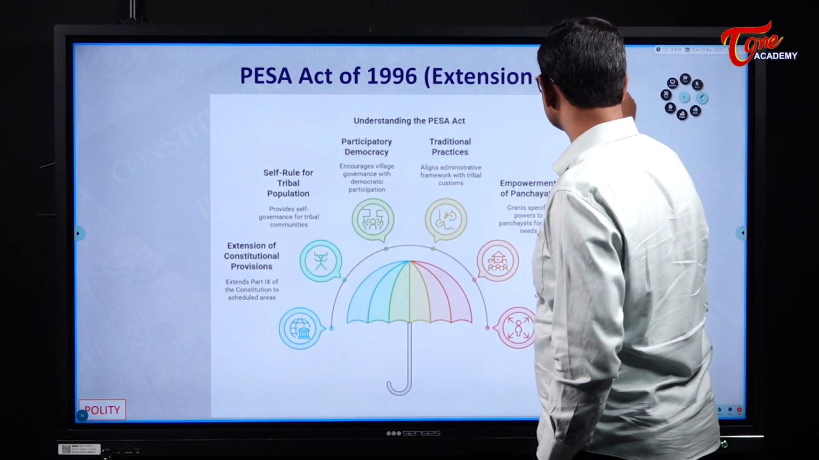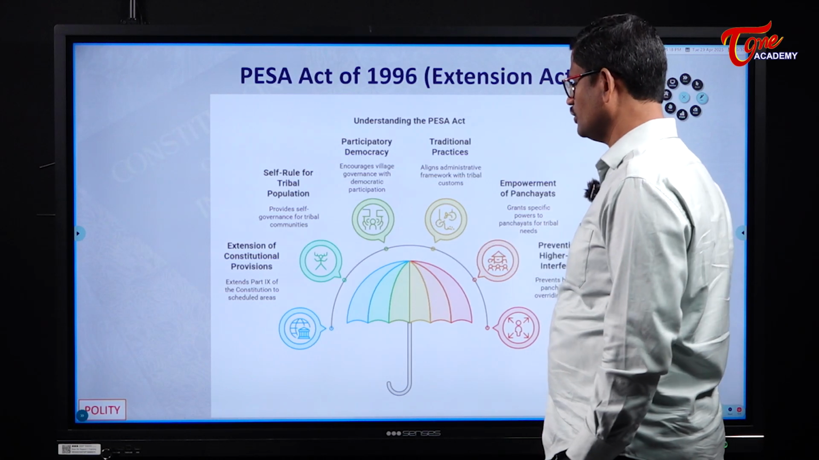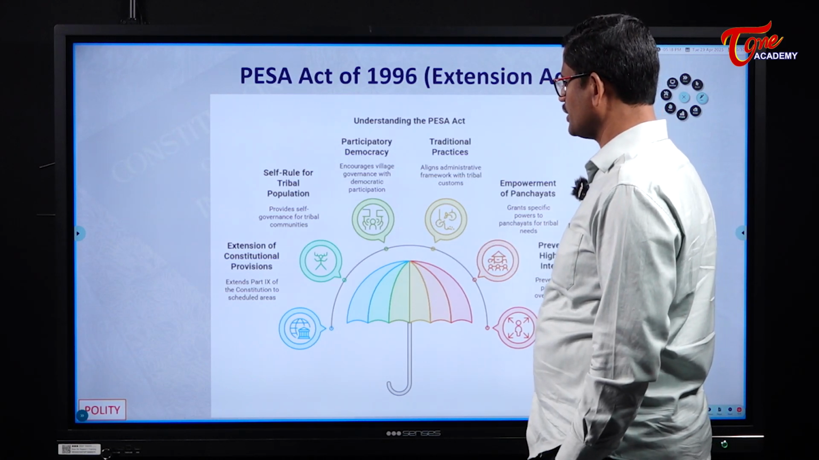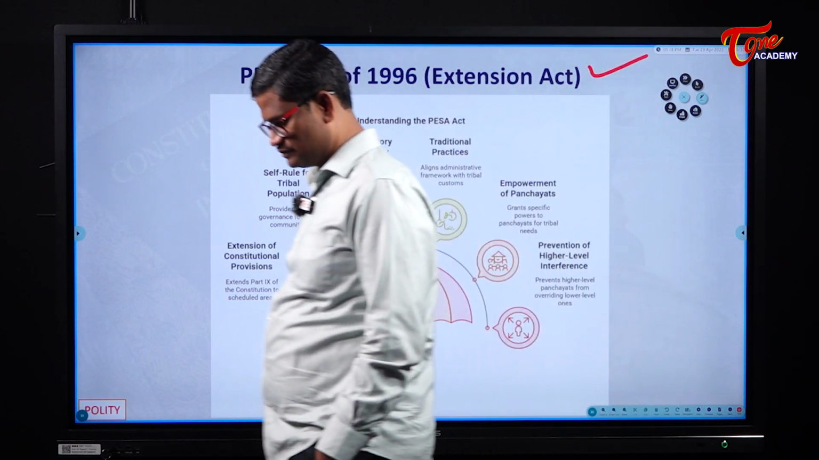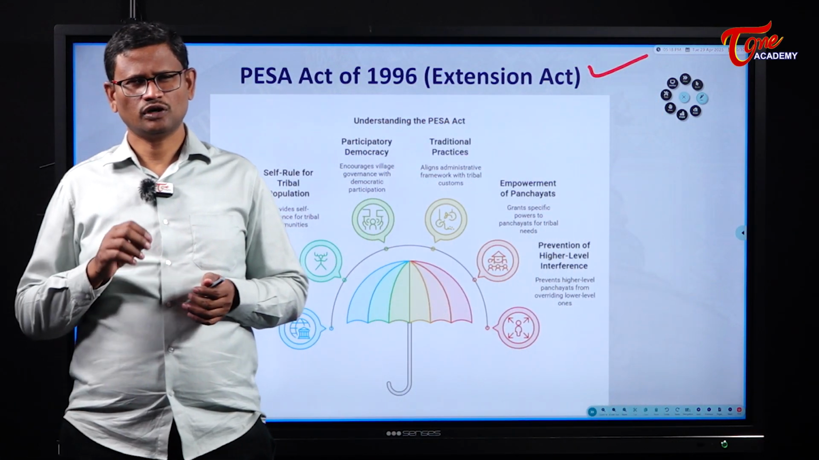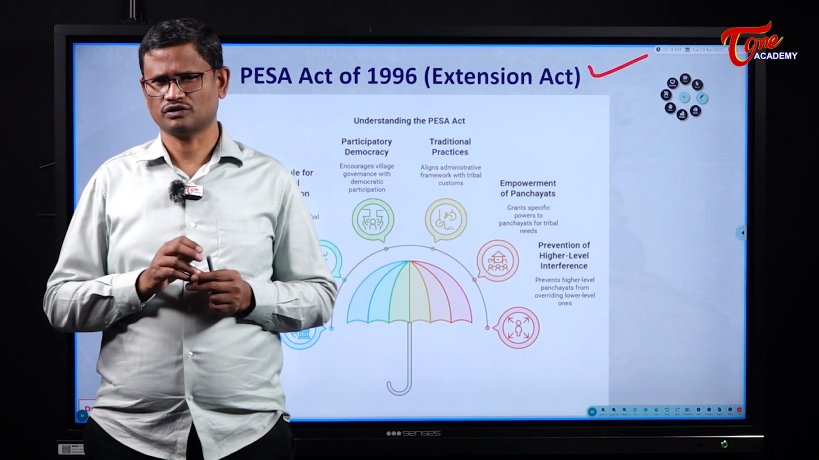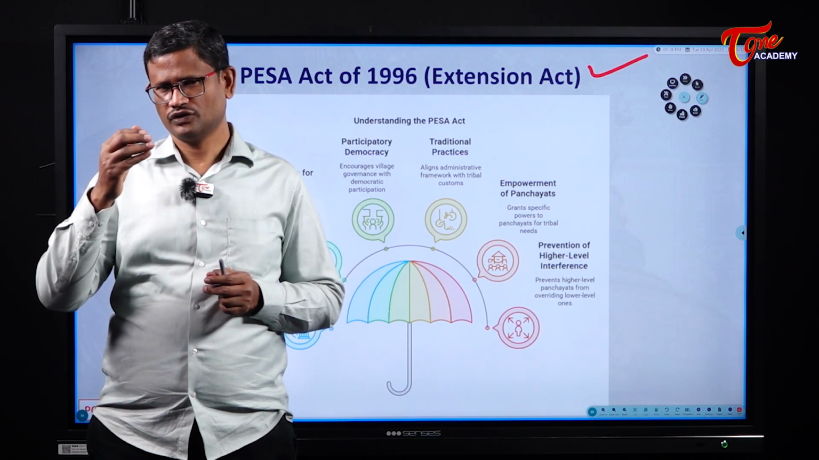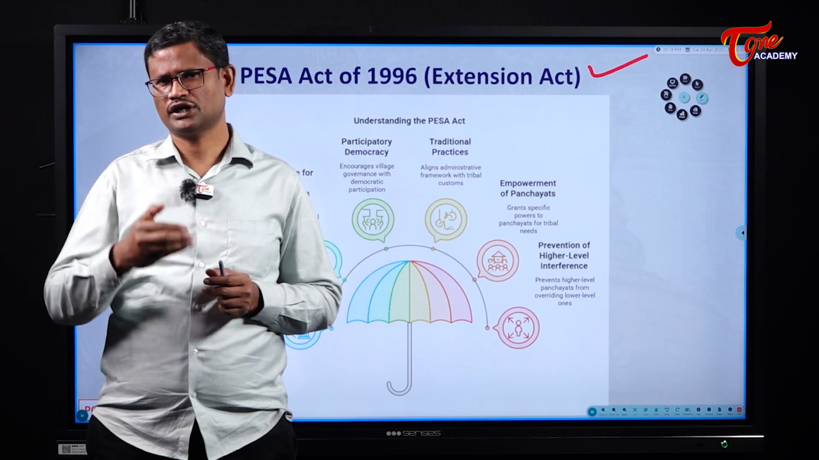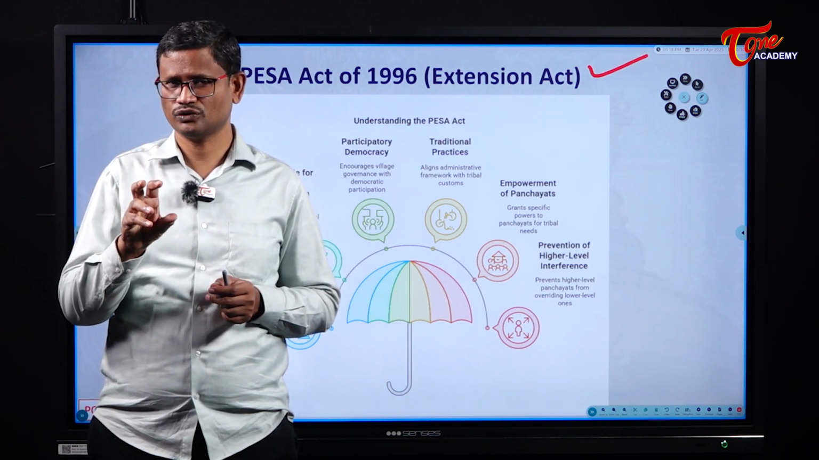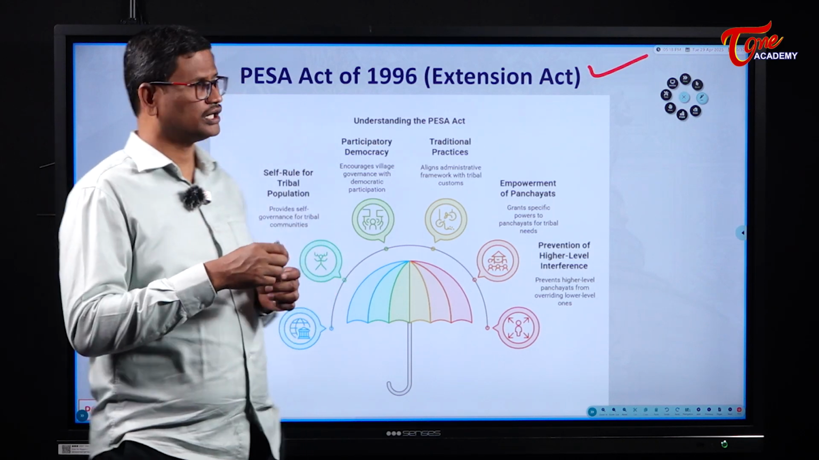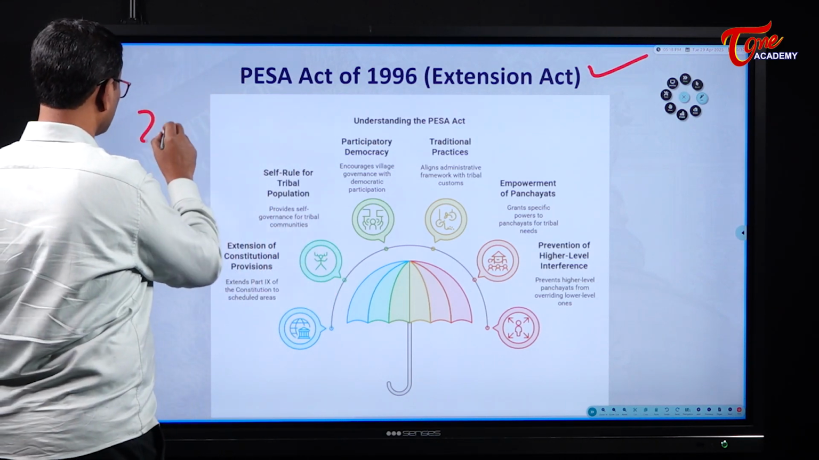And then let's discuss PESA Act, Panchayat's extension to scheduled areas. So what is this PESA? See, when I told you about the 73rd Amendment to the Indian Constitution, we all know that the amendment was done in 1992. The 73rd Amendment to the Indian Constitution was done in 1992. It came into implementation on 24th April 1993.